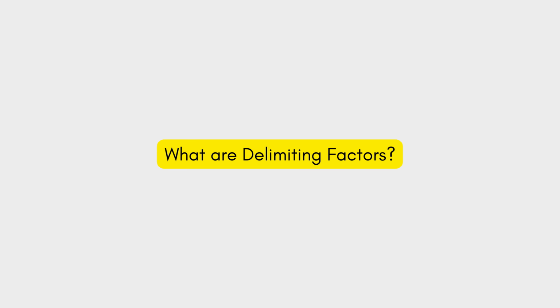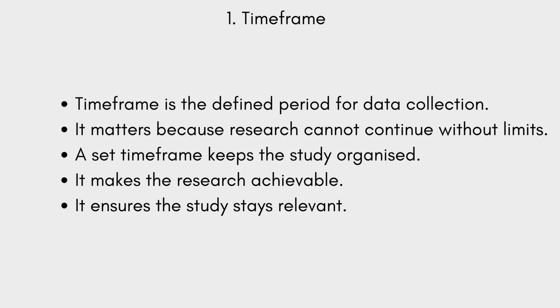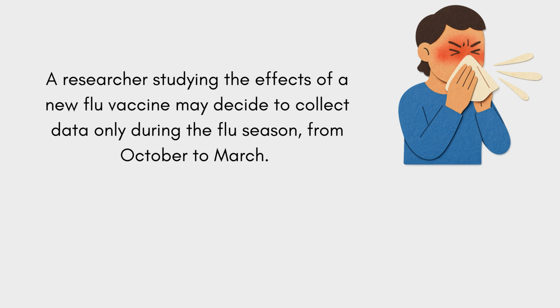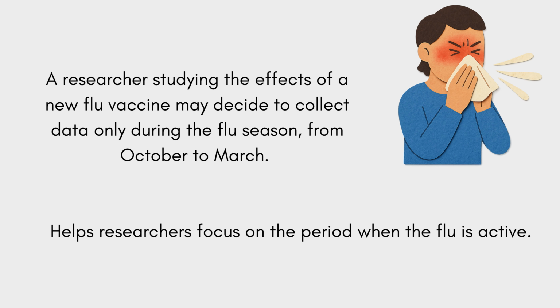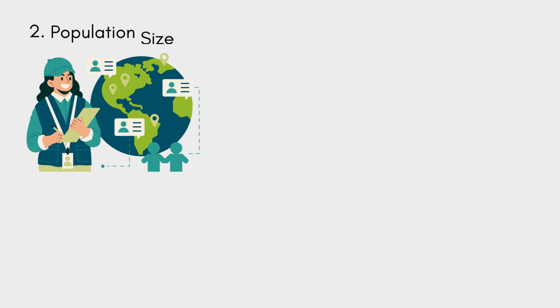What are delimiting factors? 1. Timeframe. Timeframe refers to the specific period during which the researcher collects data. It is important because research cannot continue indefinitely. Setting a clear timeframe ensures that the study is organized, achievable, and relevant. A researcher studying the effects of a new flu vaccine may decide to collect data only during the flu season, from October to March. This helps them focus on a period when the flu is active and ensures the results are accurate and meaningful.